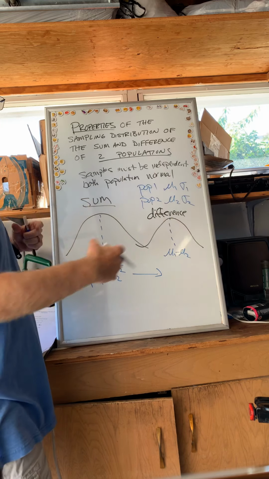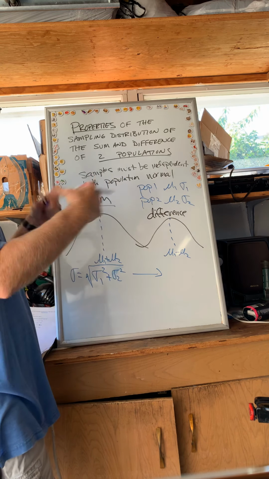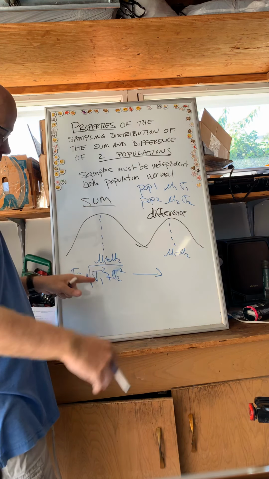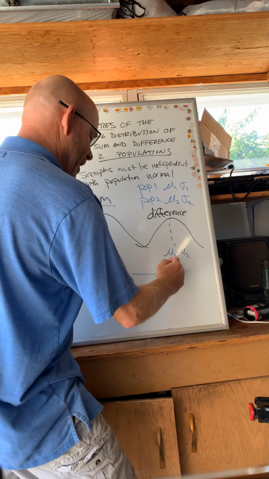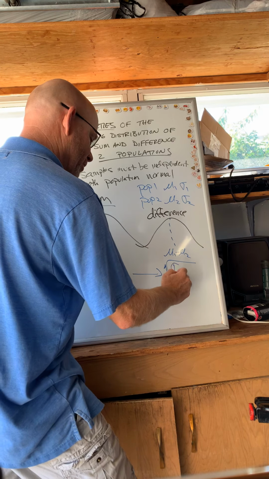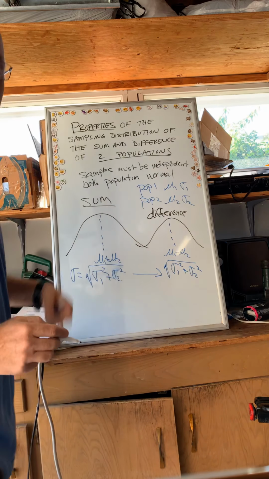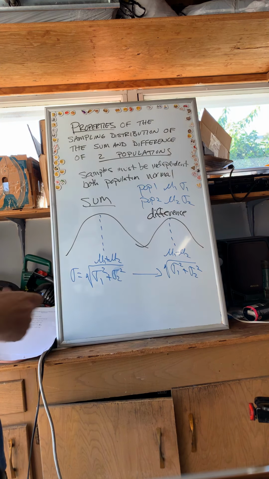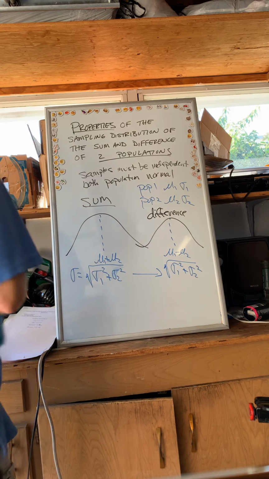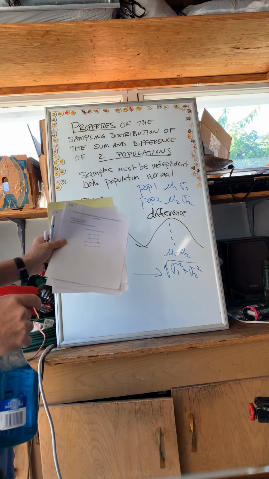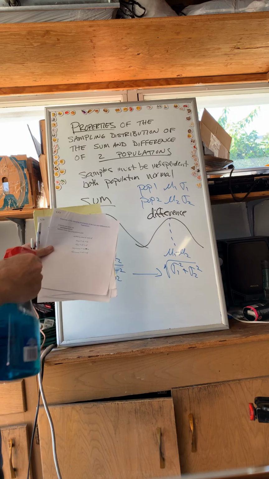You might remember there's a problem in chapter 2 about two populations. You put them together, they'll get more spread out. So this one actually has the exact same standard deviation also. Variance 1 plus variance 2. Add the two variances together and then take the square root. So I have this little note sheet that will tell you that. It's also in the book. I'll send this to you.